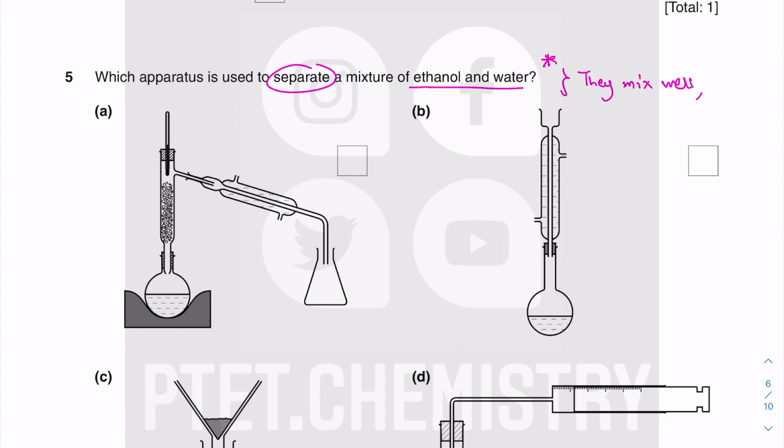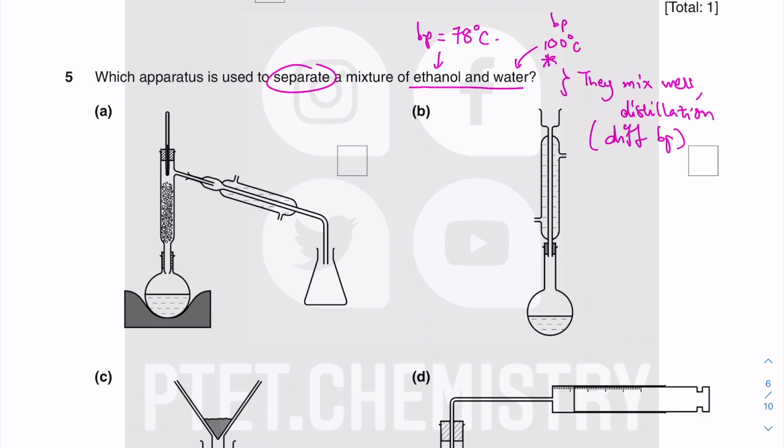All right, so we are looking at distillation because they have different boiling points. We know the boiling point of water is 100 degrees Celsius, and the boiling point of ethanol, even though you don't need to know it, is around 78 degrees Celsius if I'm not mistaken, but it's definitely lower than the boiling point of water.